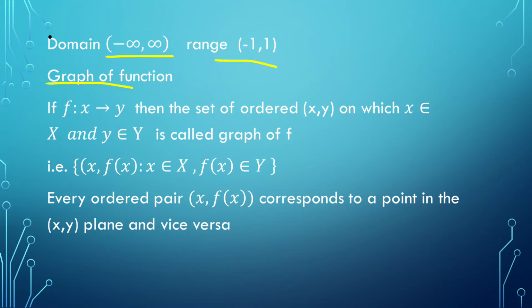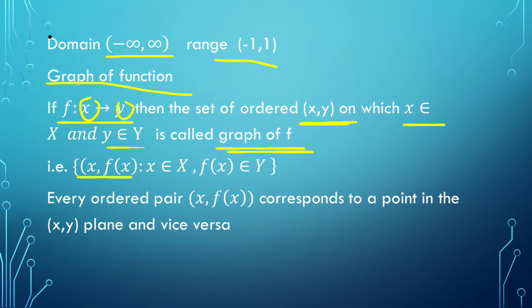Okay, let's look at the graph of a function. If f maps X to Y, then the set of ordered pairs (x, y) in which x is in X and y is in Y is called the graph of f. So this ordered set here is what we call the graph of the function f, where x is in X and y is in Y. We write it like this: the set of (x, f(x)) such that x is in X and f(x) is in Y. That's the ordered set, and it's what we call the graph of a function.